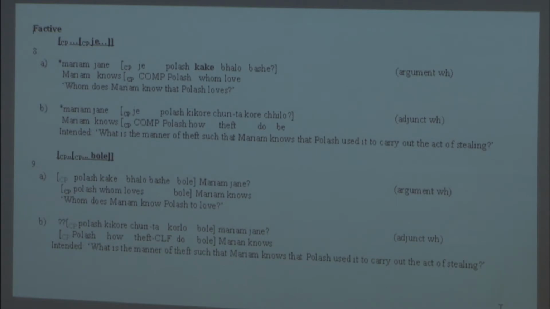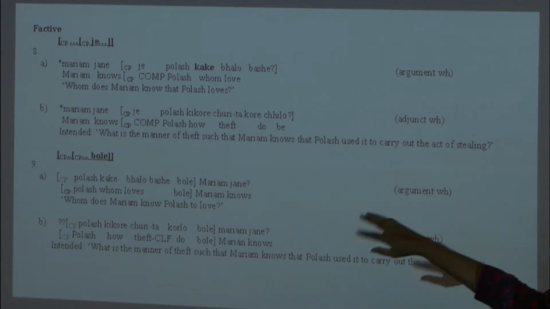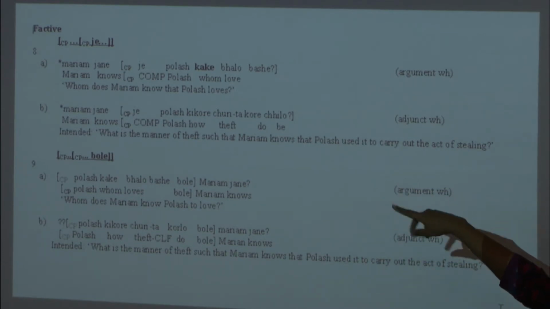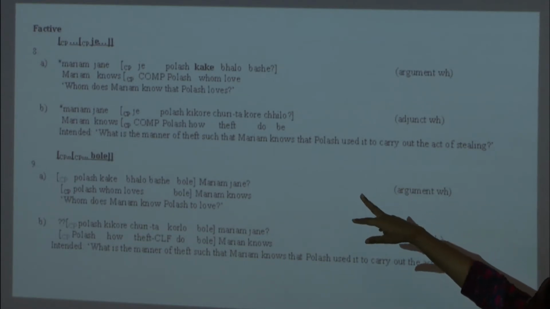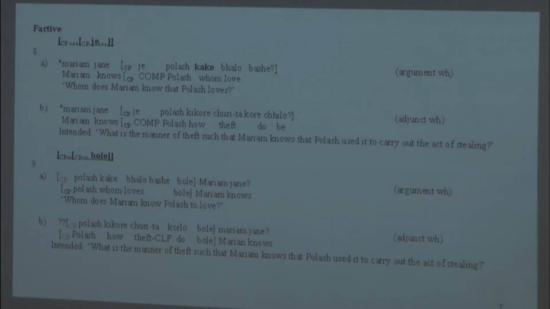Yeah, the next one. So factives. If the WH is an argument and it's embedded in a factive predicate, then you can't take scope over matrix scope. And an adjunct is also bad. So factives seem to be strong islands for us, and the J kinds seem to be strong islands for us.